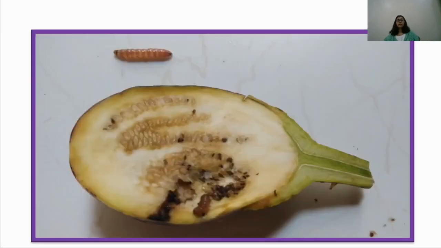So here you can see a brinjal fruit cut into two. You can see the hole which is plugged by the excreta of the larvae.